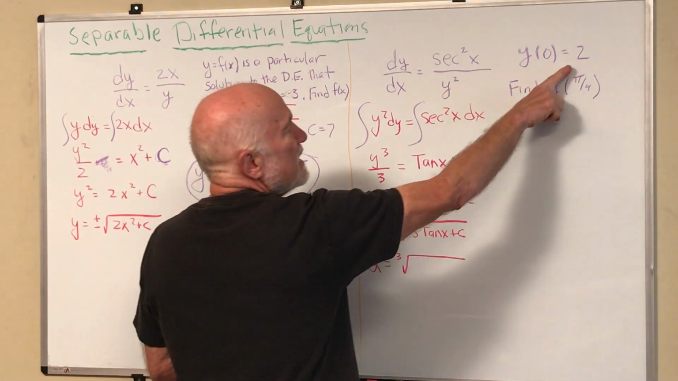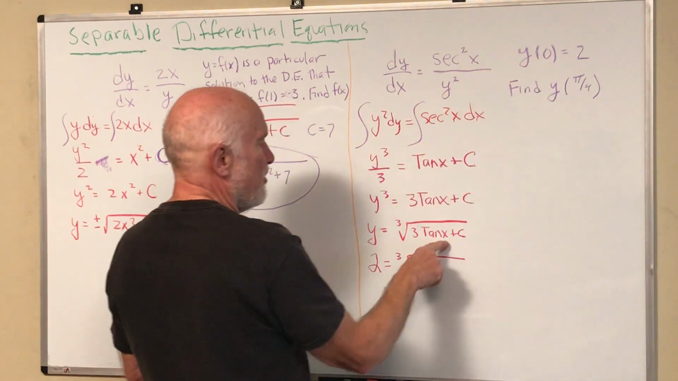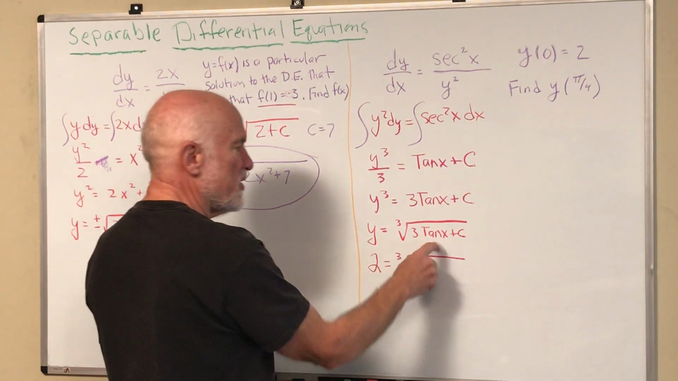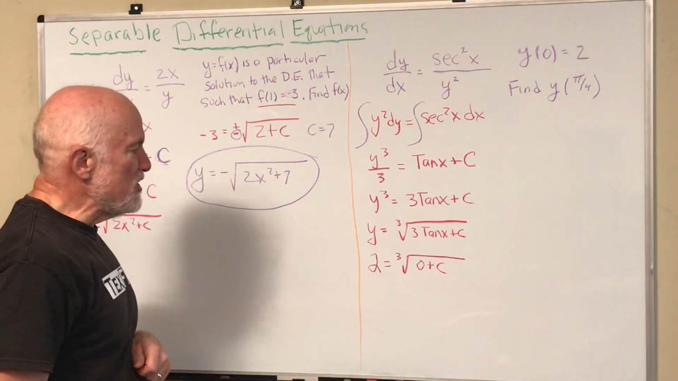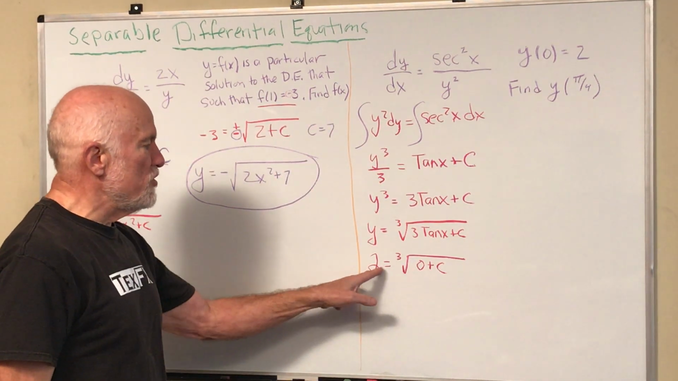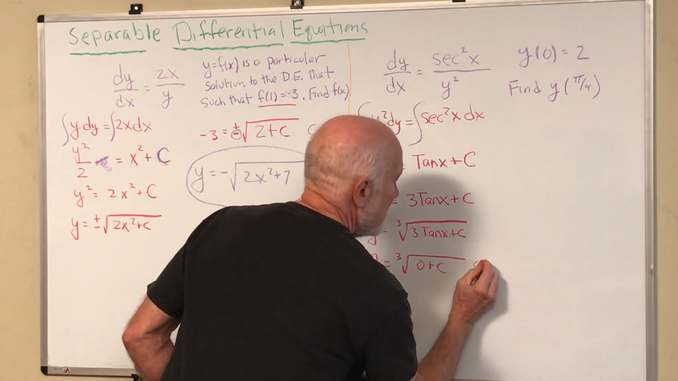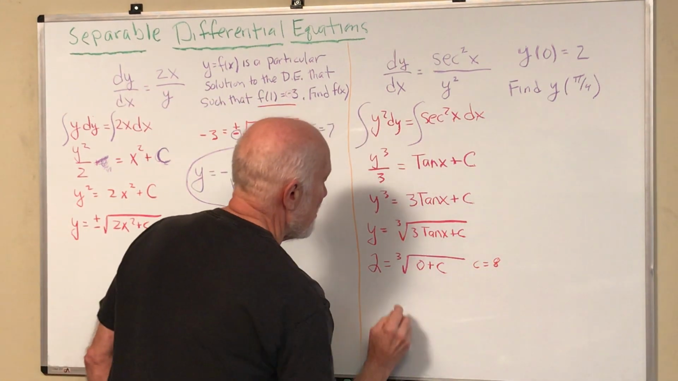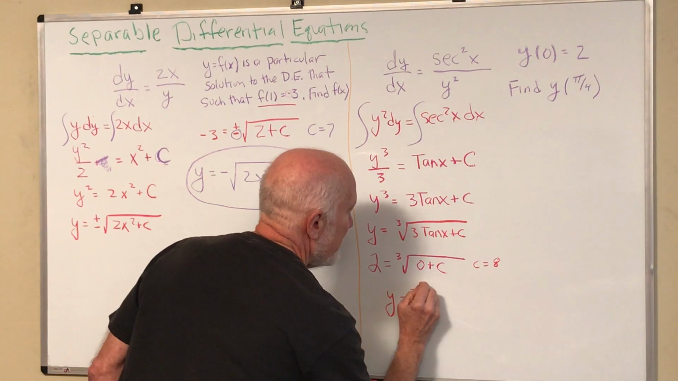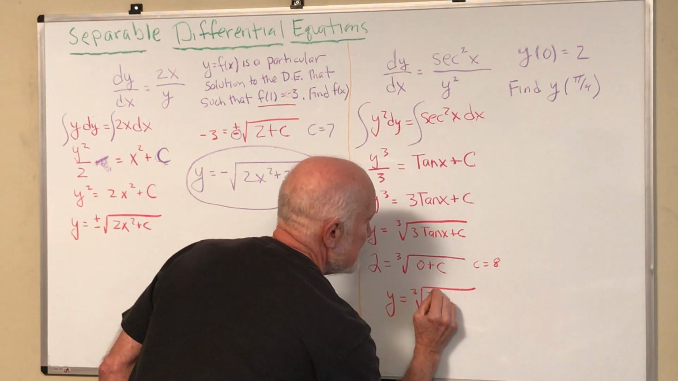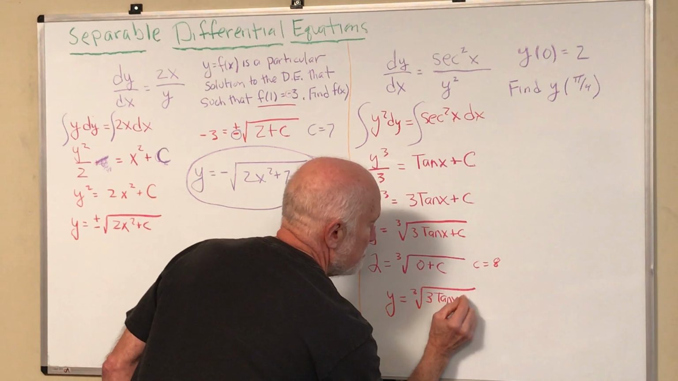when x equals 0. Well, the tangent of 0 is 0, and we know the cube root of 8 equals 2, so c must be 8. So that means our final solution, y equals the cube root of 3 tangent x plus 8.